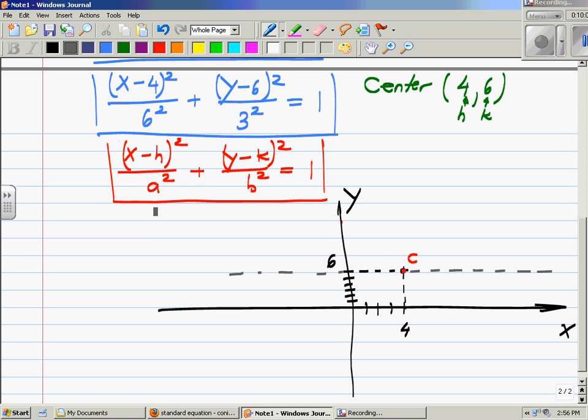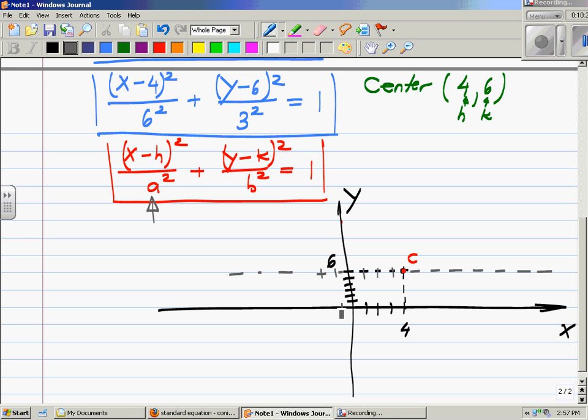Well, how can I find where my vertices are? What do I need for that? I need my a, right? My a is how big? 6. It means 6 units to the left and 6 units to the right of your center. You will have your vertices. 1, 2, 3, 4, 5, 6, right?